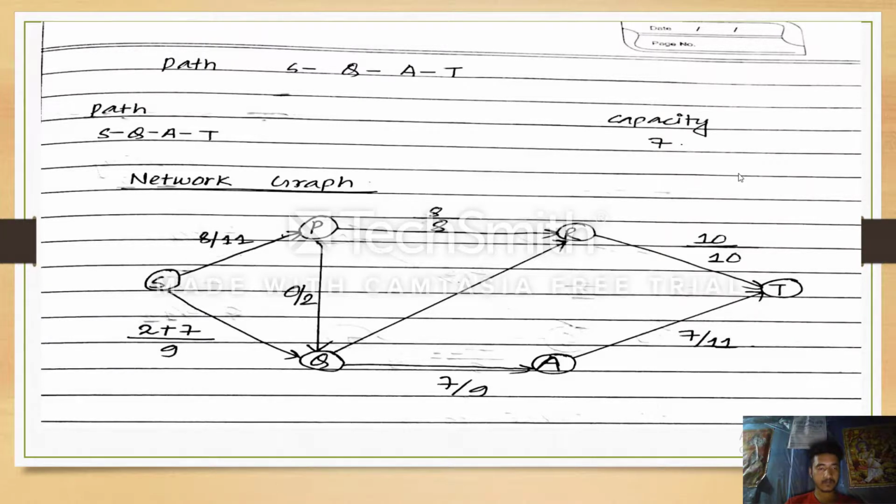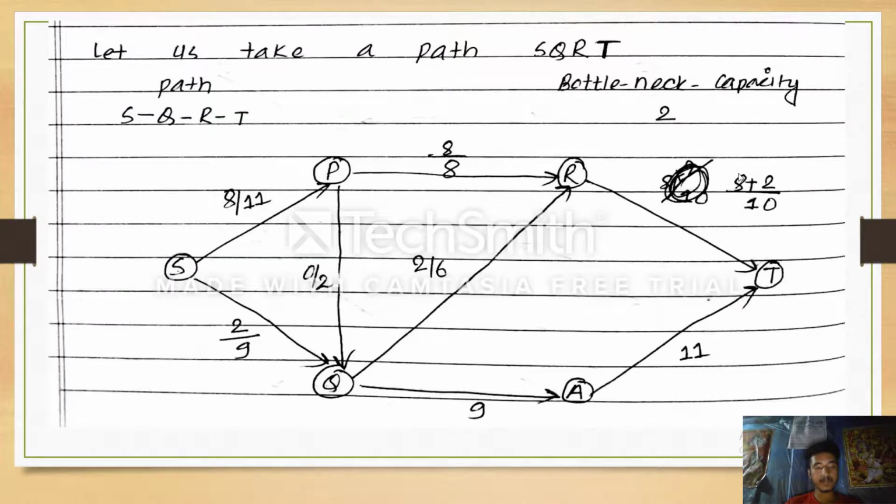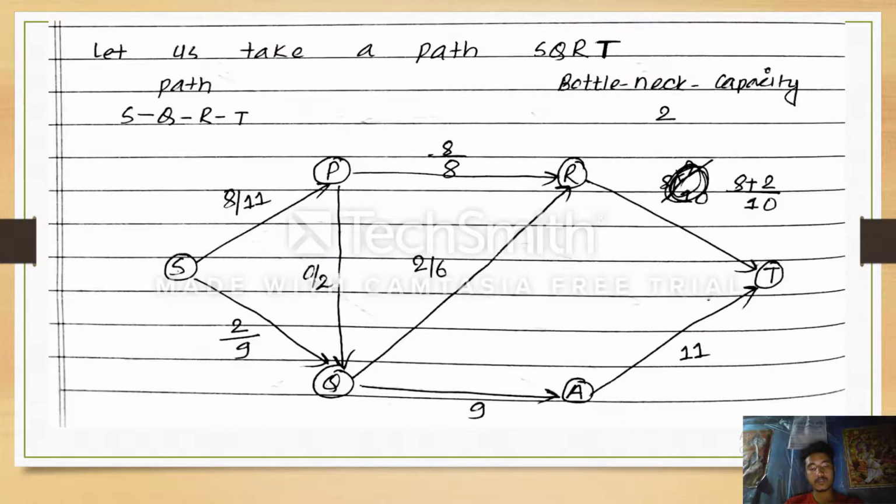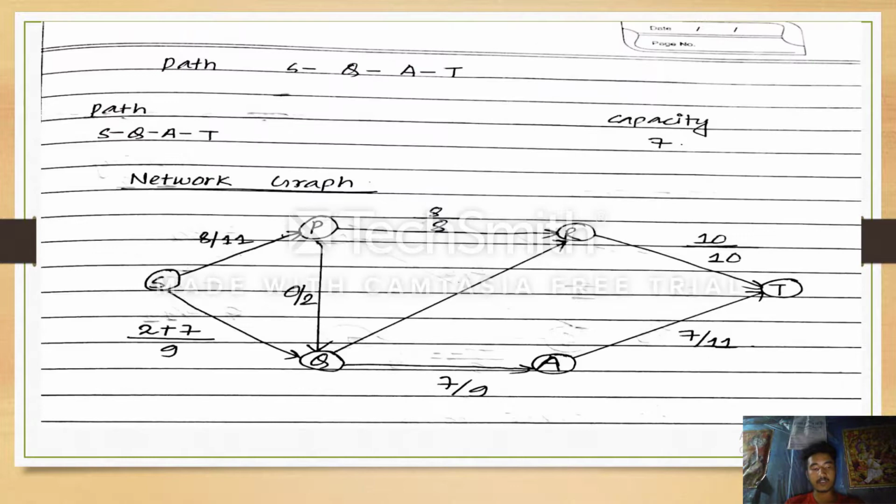In the previous graph, the residual capacity of SQ will be 7, as 2 flow has already gone from S to Q. So 9 minus 2 is 7 for S to Q. Now SQ is equal to 7, QA is equal to 9, and AT is equal to 11. So the residual capacity will be 7.